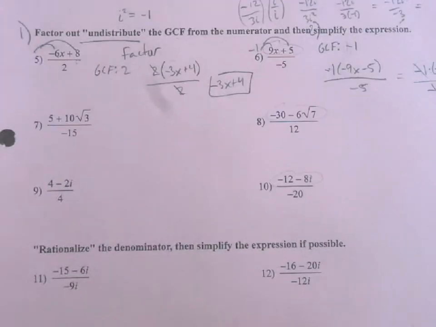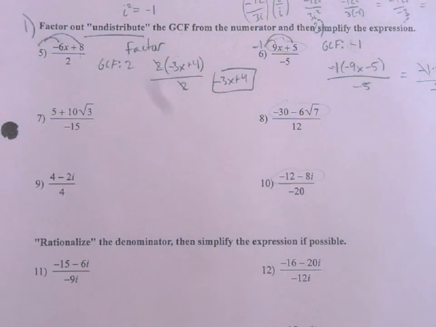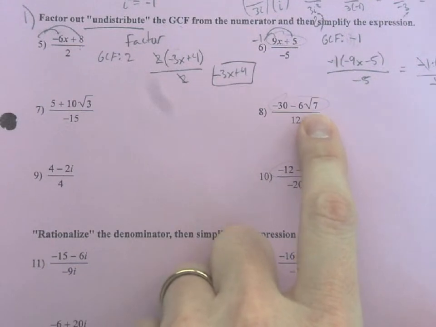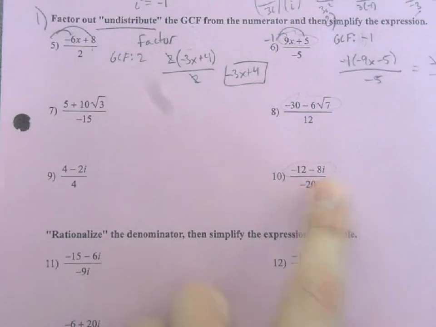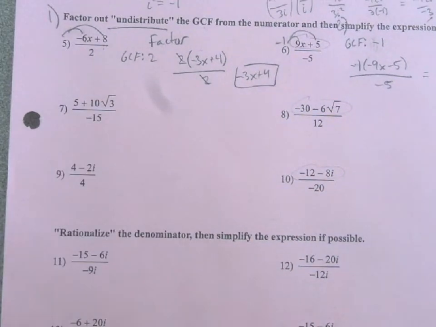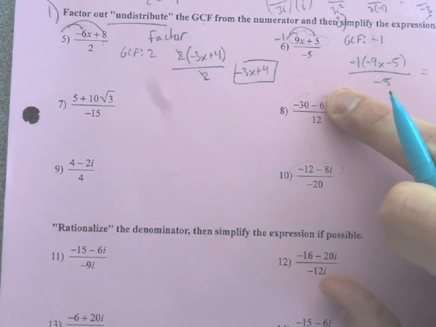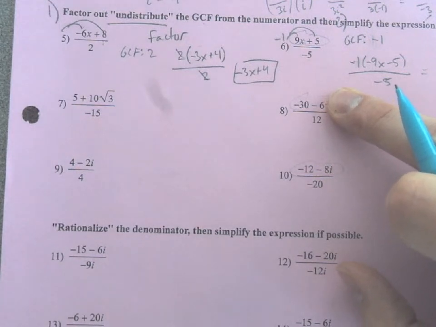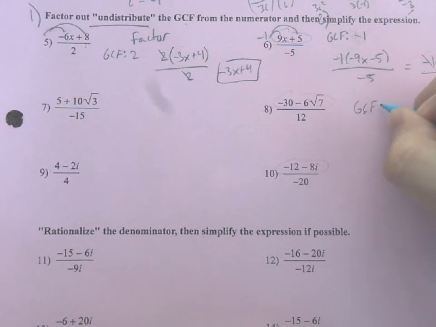Okay, now these next two problems here, we're going to do 8 and 10. These next two guys look a little bit different because they don't have an x in it. But if you have an irrational number that's simplified, like root 7 or root 3, or if you have an imaginary unit like i, we're going to treat those the same way we treat variables. So pretend that root 7 is just an x. What is the common factor here with negative 30 and negative 6? It's actually 6. So we're going to factor out a 6. So greatest common factor is 6. It goes into both of them.